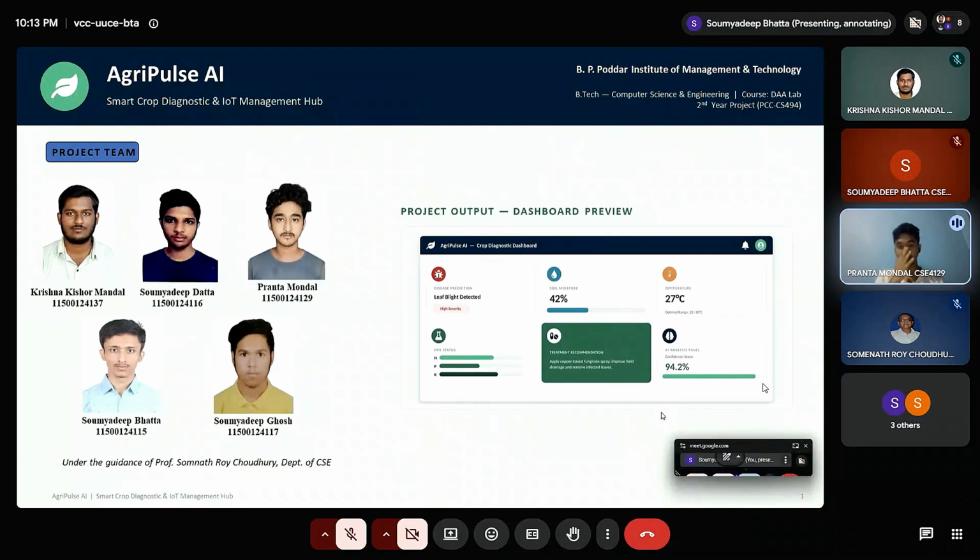Our project is AgriPulse AI, as you know. It is a smart crop diagnostic and IoT management hub. In modern agriculture, precision and timely action are critical to avoiding devastating crop failures. Our team has built an intelligent, unified ecosystem that bridges data-driven AI diagnostics with live field telemetry.